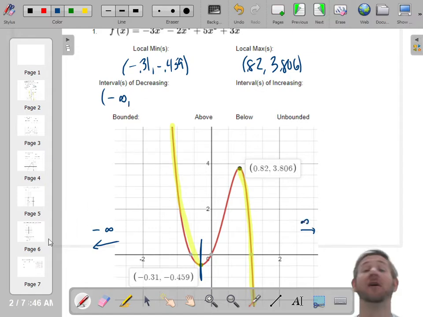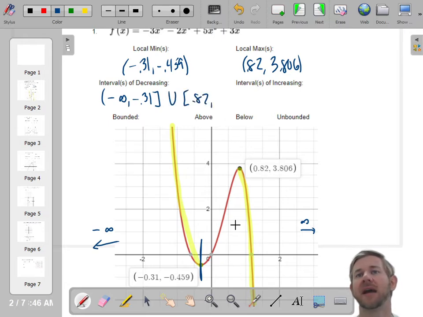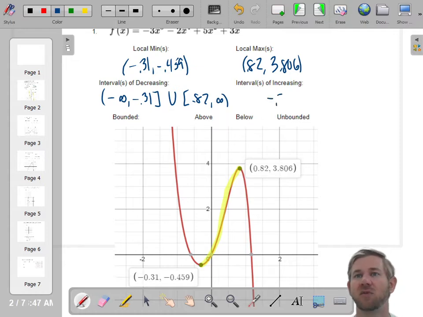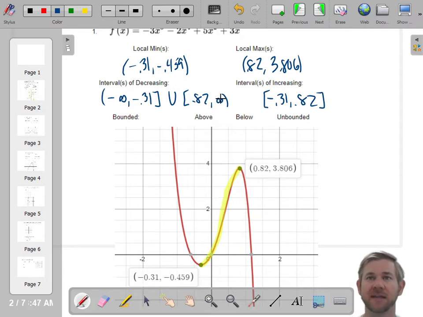So we're coming from negative infinity to negative 0.31, and we use brackets for that. That's the first interval. And the second interval, so I'll say union, is from 0.82. And then again, we're going to the right. X is getting bigger, so to positive infinity. I understand that y is going down, but I'm not describing y. I'm describing x. X goes bigger as you go to the right. So there's my interval of decreasing. Now I'll do the same thing for my interval of increasing. That's where it's increasing. So negative 0.31 to 0.82, and those are both brackets. We're going to use brackets for everything except for infinity in interval notation.